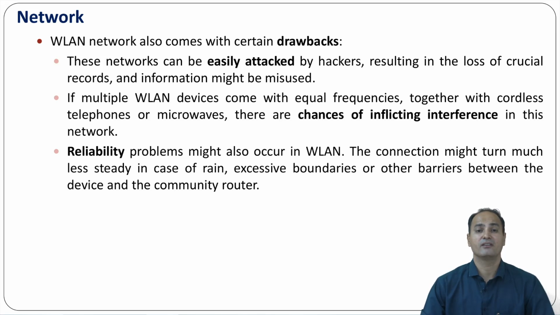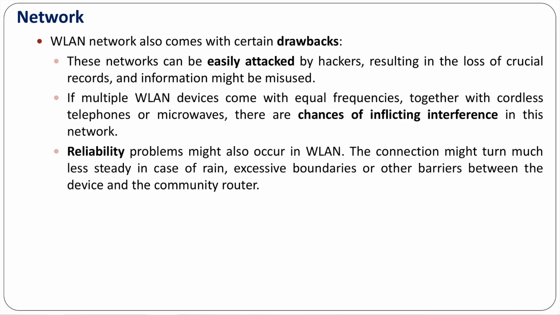In multiple wireless LANs, devices come with equal frequencies. Together with cordless telephones or microwaves, there are chances of causing interference in this network. Reliability problems might also occur in wireless LAN. The connection might turn much less steady in case of rain, excessive boundaries, or other barriers between the device and the network routers.